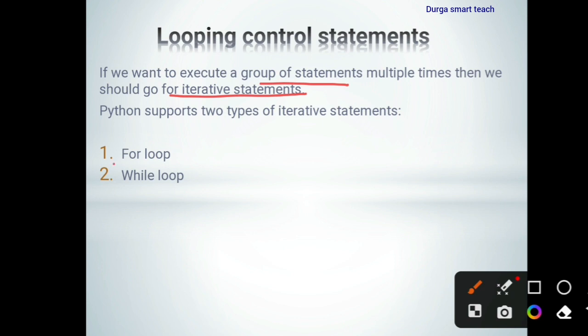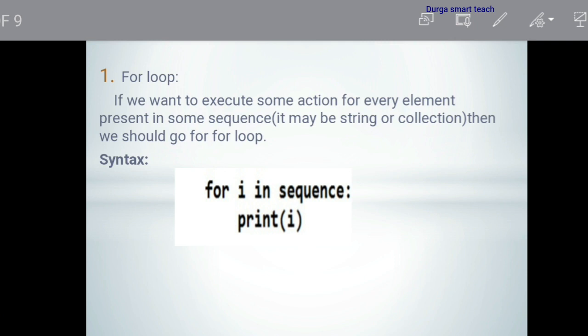Those are for loop and while loop. So it supports only two types of iterative statements, for loop and while loop. Let's see one by one. The first one is for loop.